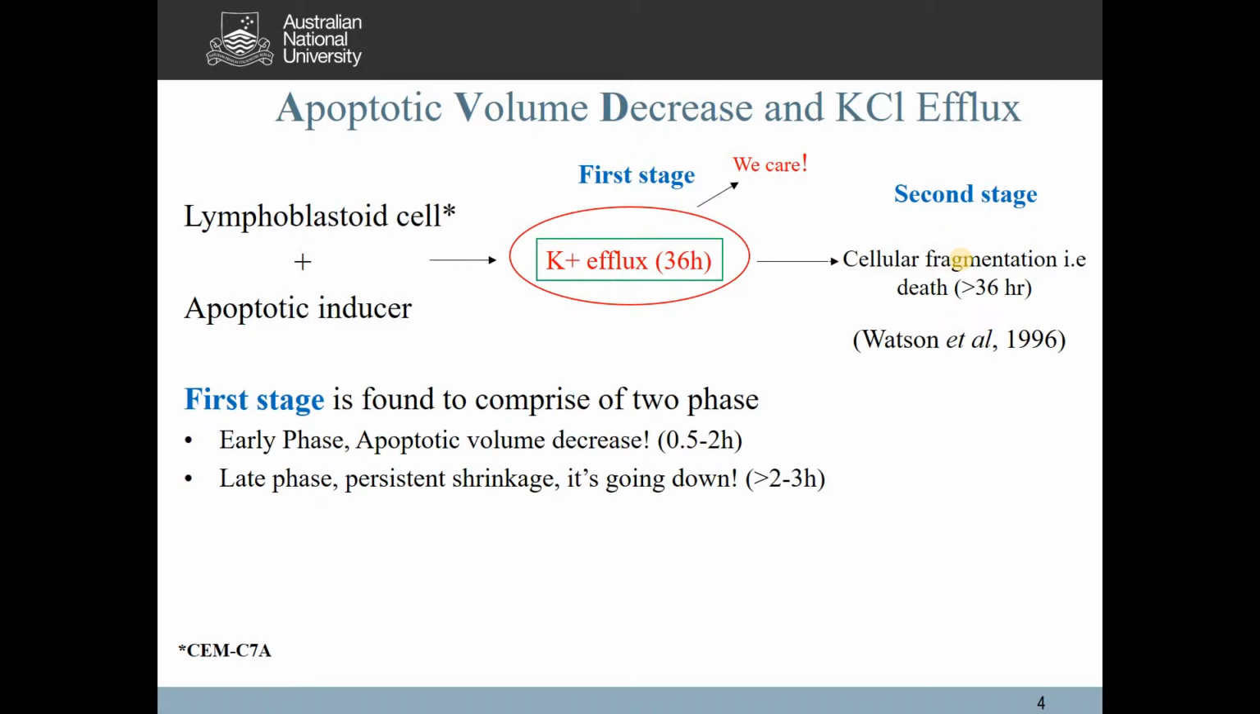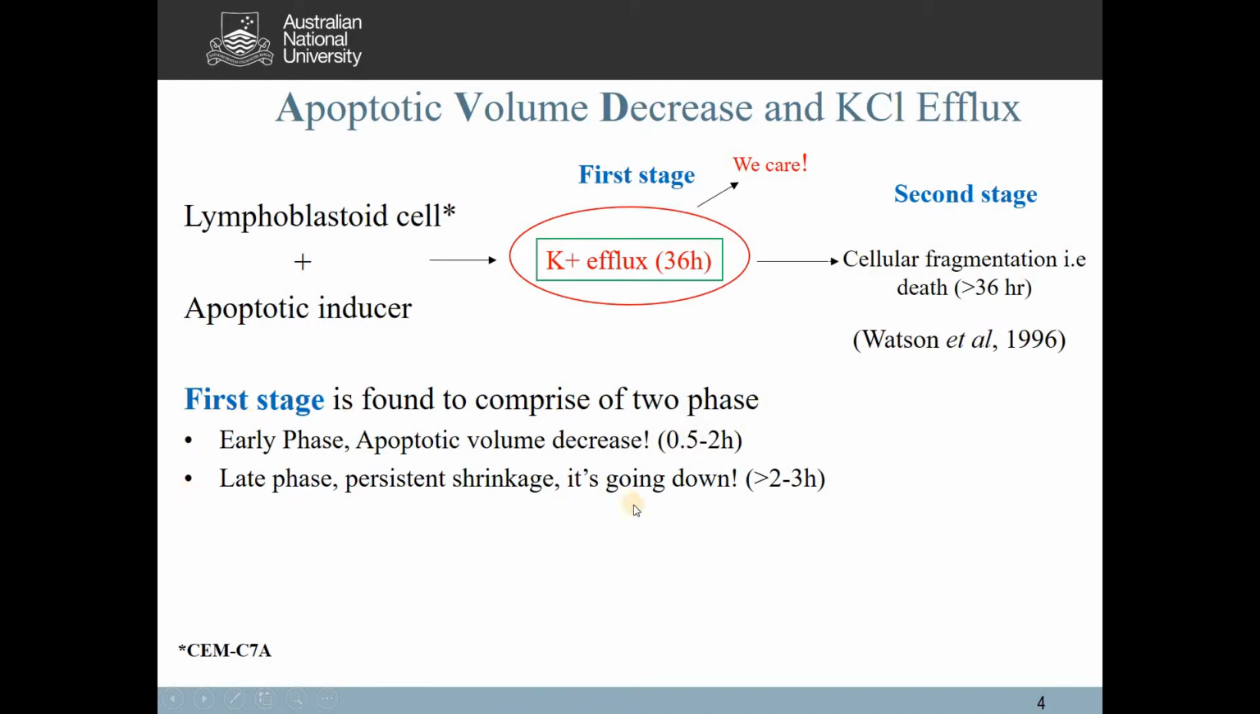It is dividing in size. It's no longer one whole cell. It's decreasing in size, and different parts of it are being formed. It's being cleaved. But in this case, we're going to care about the first stage, because that's where the apoptotic volume decrease is occurring. In the first stage, we found it comprises two phases. The early phase, which is apoptotic volume decrease, that we're going to talk about, spans between 30 minutes to 2 hours.